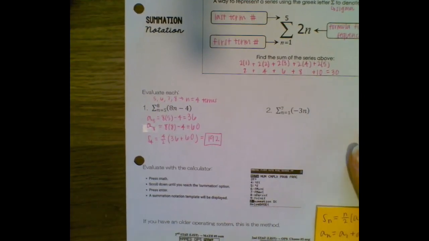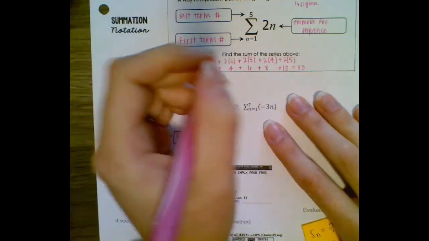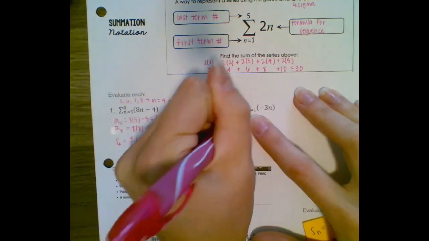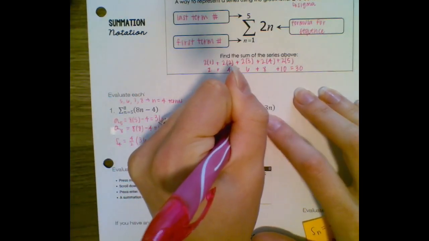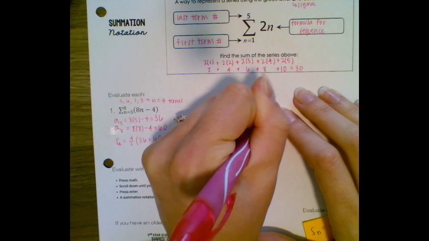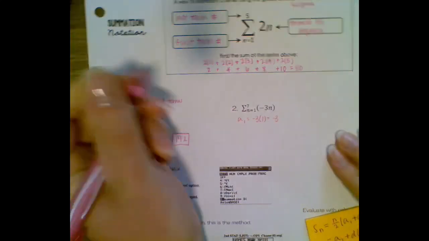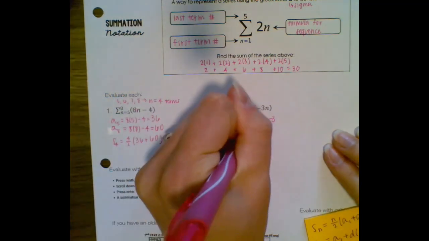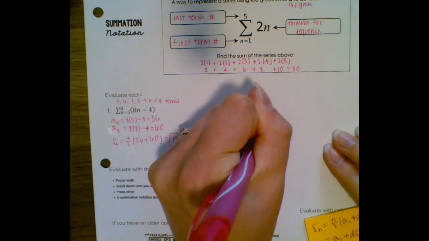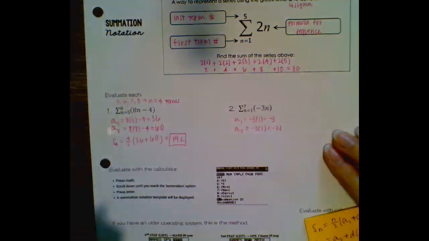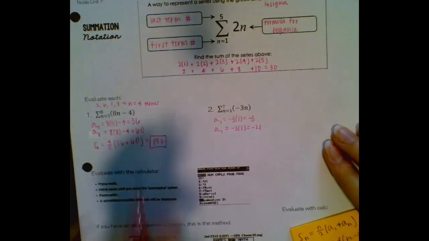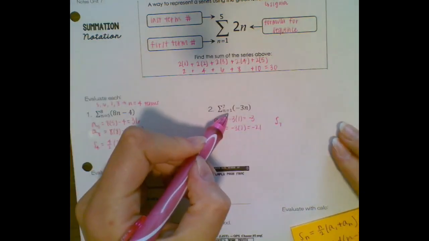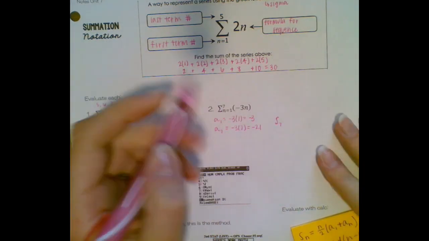All right, over here, number 2. We're starting with the first term and then ending on the 7th term. So let's find out what that first term is. We're going to do negative 3 times 1, which is negative 3. A sub 7, which would be the last term, is negative 3 times 7, which is negative 21. Then we're going to find the sum of the first 7 terms, because we're starting at 1, so it will be the first 7 terms. We're ending on the 7th term.